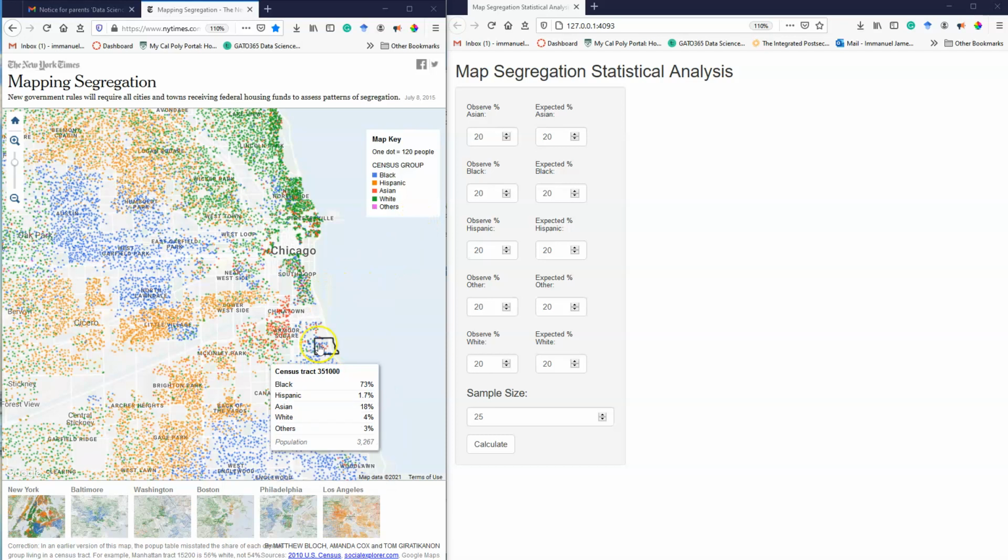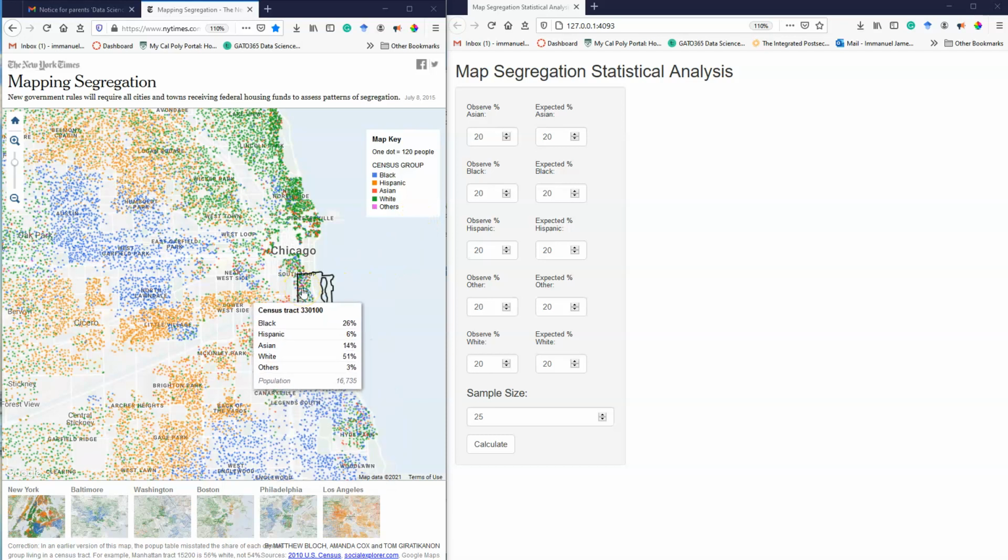So let's choose this census block, 330100. We have Black observed at 26%, 6% for Hispanic, 14% for Asian, 51% for white, and 3% for others. And then we have 16,000 individuals. I have to enter all this information, so I'll pause the video and enter it. Okay, I entered the numbers.